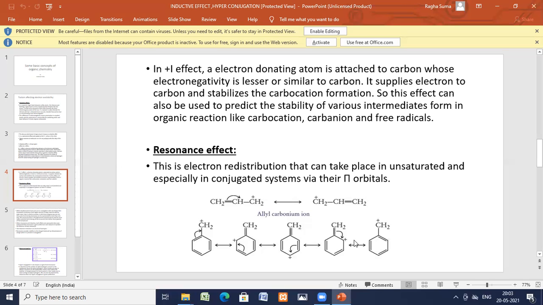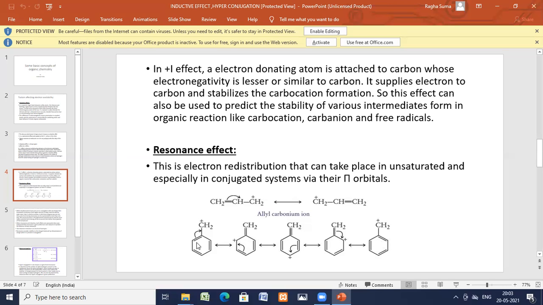There are different rules for these canonical structures. The position of the atoms should not be changed in the canonical structures. The number of lone pairs and the unpaired electrons must be the same. The more the number of canonical structures possible, the greater will be the stability of the compound. More resonance structures, more stability.